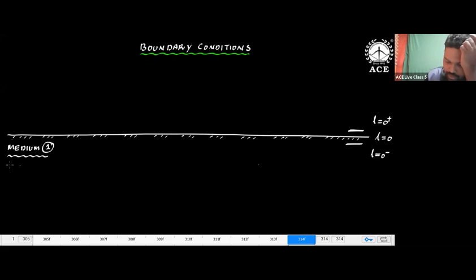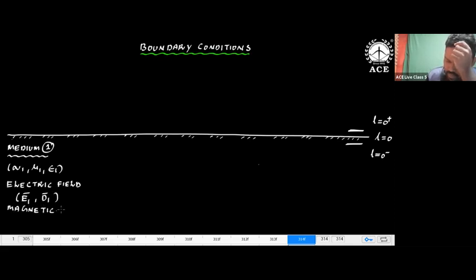Medium 1 will have the medium parameters sigma 1, mu 1, epsilon 1. And in medium 1, there are fields here. The electric field is E1 comma D1, and the magnetic field is H1 comma B1. When I say the fields in medium 1, it means E1, D1, H1 and B1.